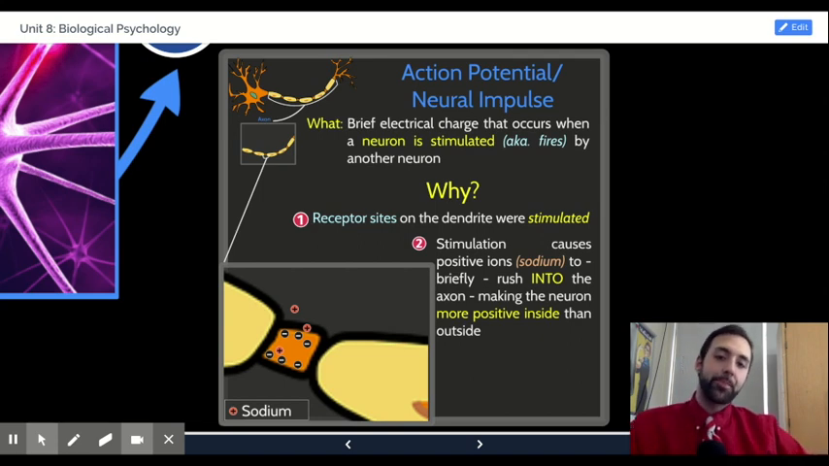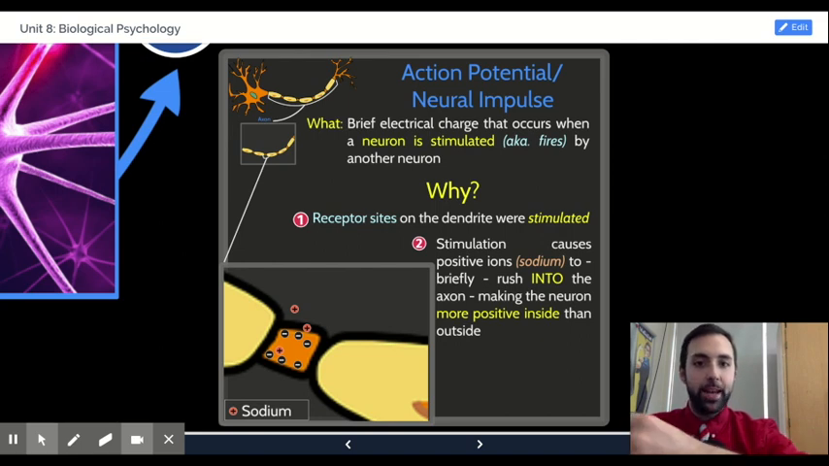So in conclusion, when a neuron is in resting potential and it is stimulated at its receptors on the dendrites, the furthest to the left of your diagram, that neuron, which is normally negative, suddenly flips to positive, at least relative to the environment. It produces a brief electrical charge. We call that an action potential. And that action potential, that electrical charge, literally travels across the neuron.